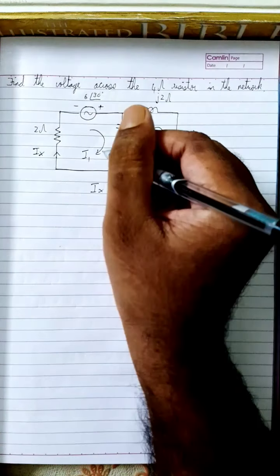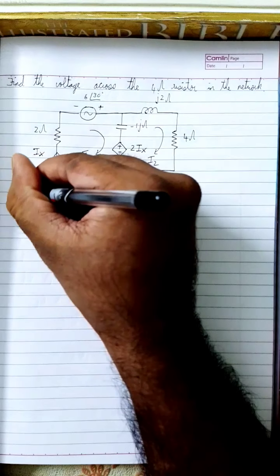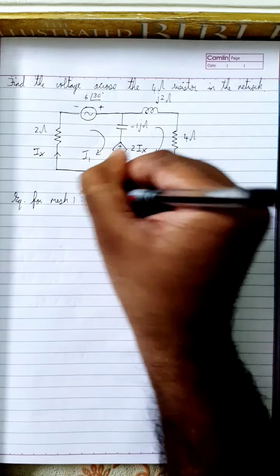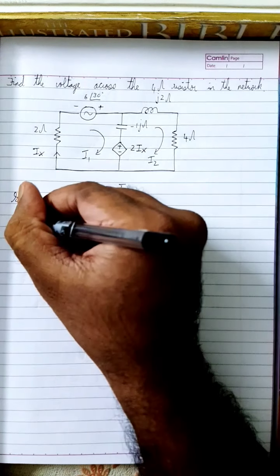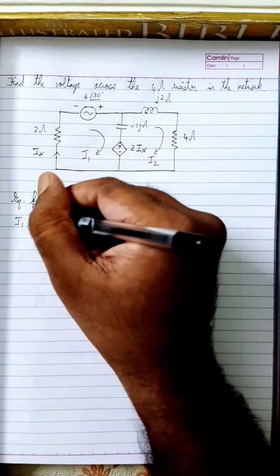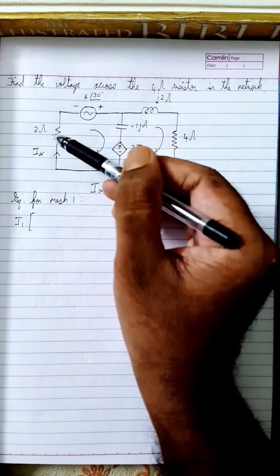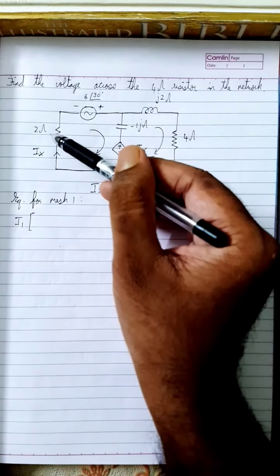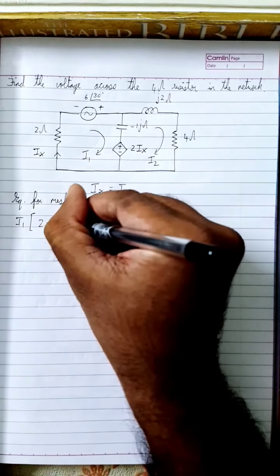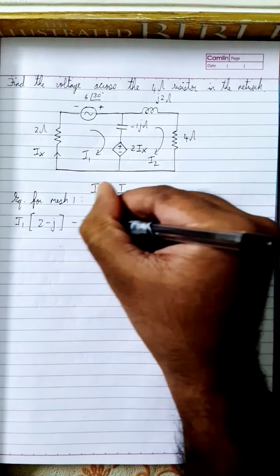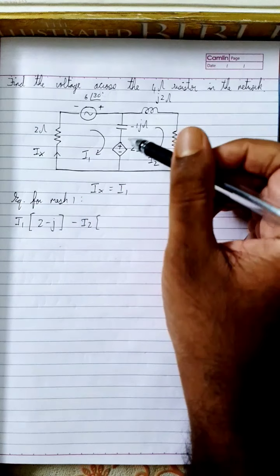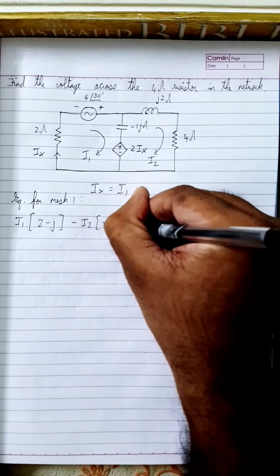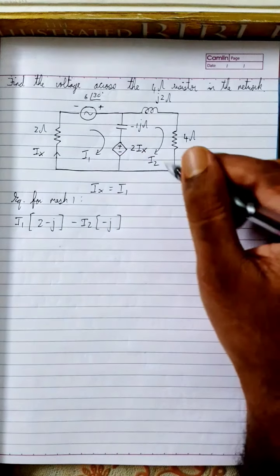That's all. Okay. So equation for mesh 1, which means I1 is considered as positive and I2 is considered as negative, right? So I1 is touching this 2 ohm and this minus j. There's no other impedance over here, only this 2 and this minus j. So it is 2 minus j, minus I2 into, and I2 is touching only this, so it is minus j. It's a capacitor, that's why it's minus j, okay?